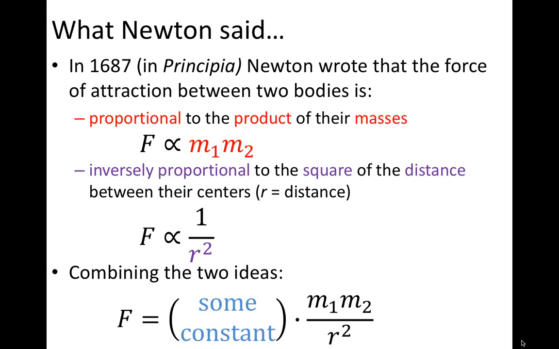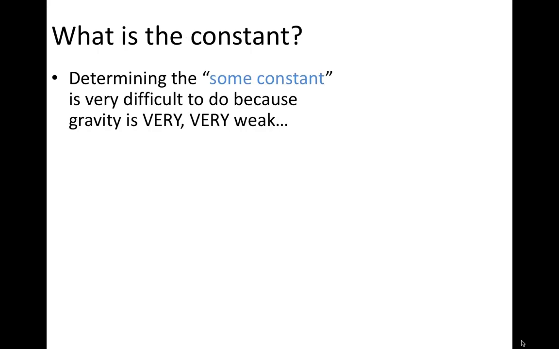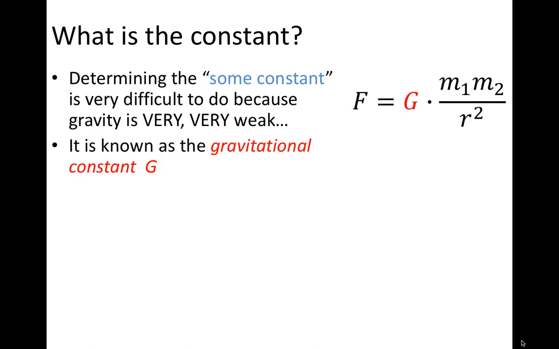Finding that constant was important. That constant is very, very difficult to do because gravity is very, very weak. We call that constant the gravitational constant, and we use capital letter G to represent it. It's very important that we understand that big G, the gravitational constant, is not the same as little g. They are very different things.